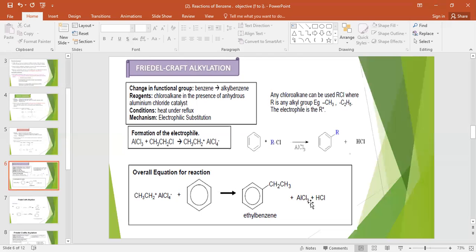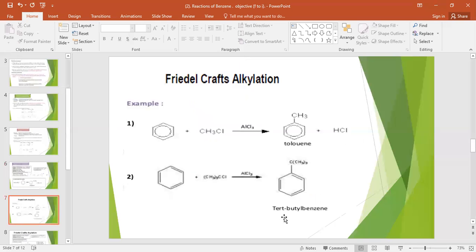Plus AlCl3. Here AlCl4, one chlorine from here will react with one hydrogen from the ring, they will form hydrochloric acid. So in this way, we can call this reaction alkylation because you are going to add an alkyl group on the ring. If you add only CH3 positive, then you get methylbenzene. There is one more example here for alkylation. CH3Cl, so only CH3, gives toluene or methylbenzene.